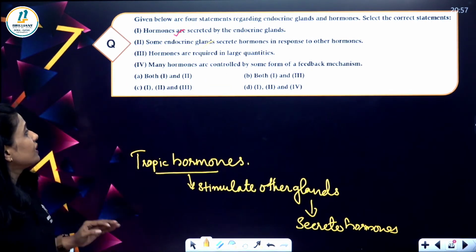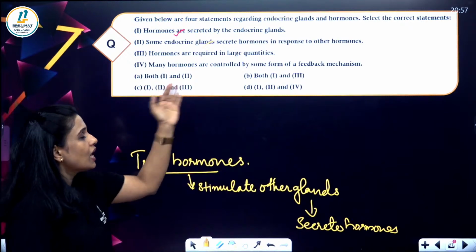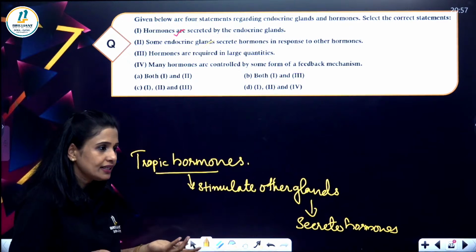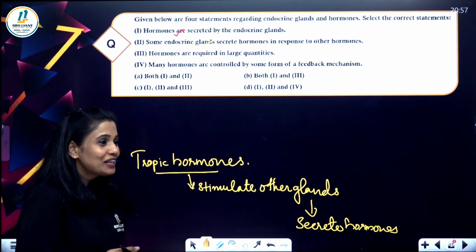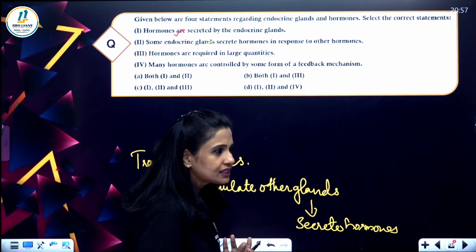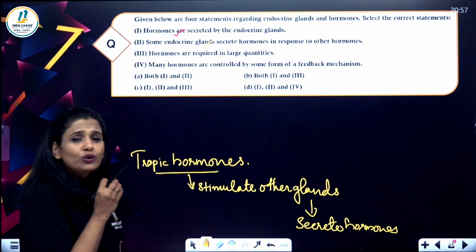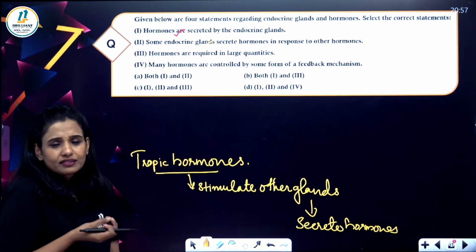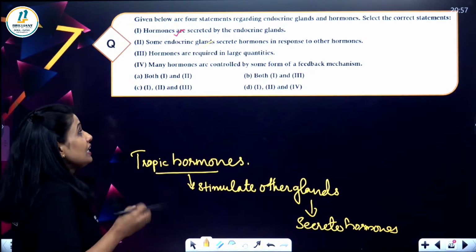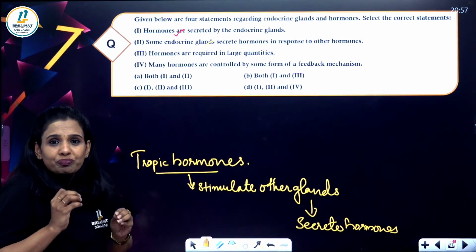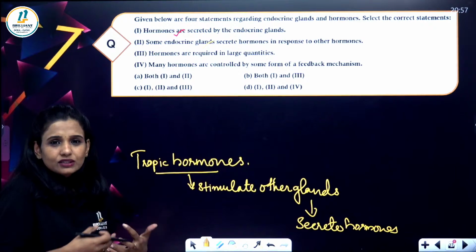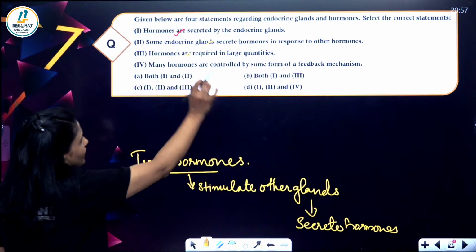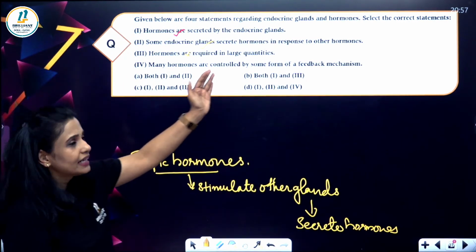Now see the third one. Hormones are required in large quantities. Do you think hormones are required in large quantities? No, hormones are required in very trace amounts, very less. A small amount is needed to stimulate or raise or decrease some function. So this one is a wrong statement.